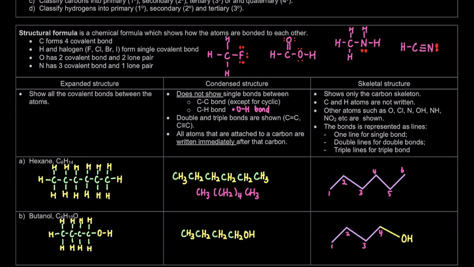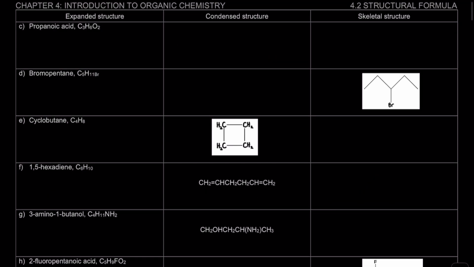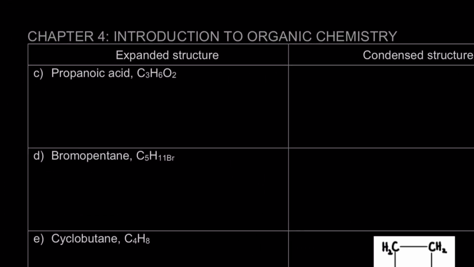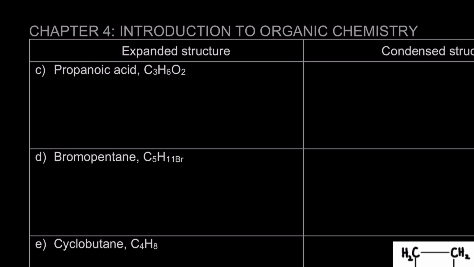Next, we're going to look at example C. Example C, we have propanoic acid, an example of a carboxylic acid. So how do we draw propanoic acid? Propa means that we have 3 carbons here. So 3 carbons, we have 1, 2, 3. But then again, for carboxylic acid, it means that it has a double bond O and OH.